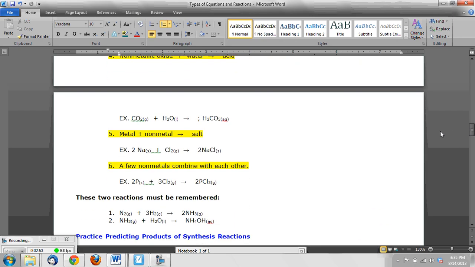Next one is just an ionic compound. We have a metal and a non-metal making an ionic compound. And then lastly, a couple of non-metals can combine to make some compound that's going to be covalent only.